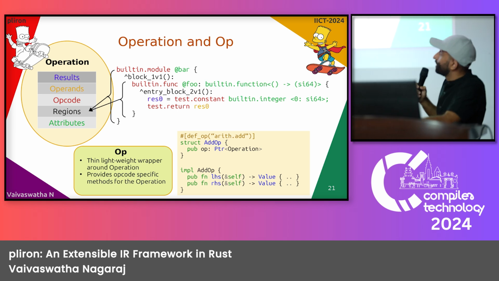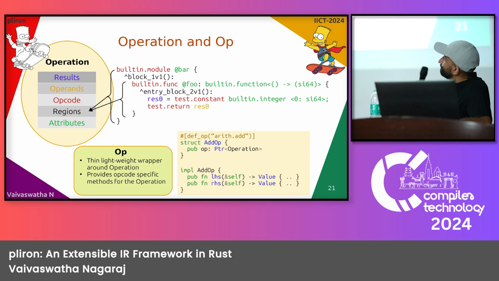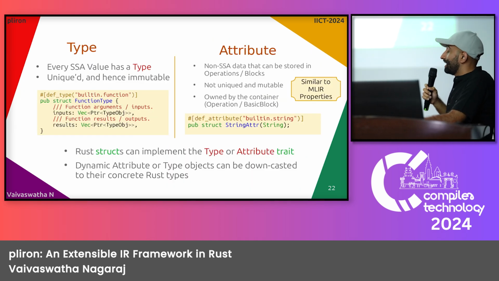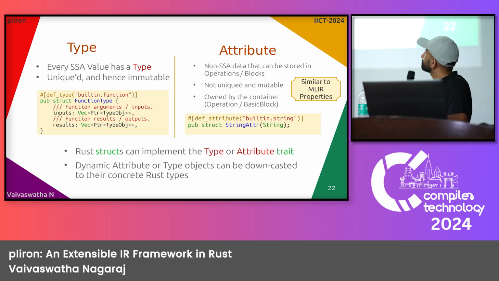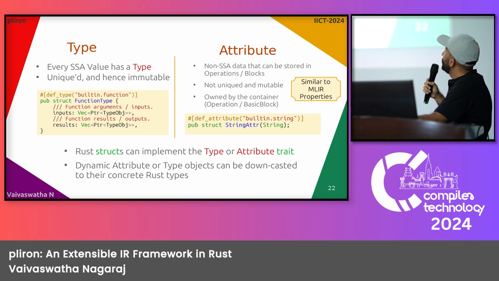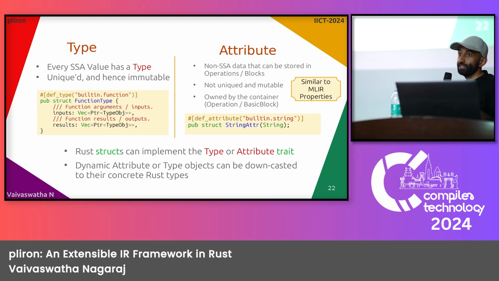This is what an operation in pliron looks like. It's very similar to that in MLIR. And then we also have ops, again similar to MLIR, that are just a thin wrapper around operations for opcode specific methods. Every SSA value has a type, and types are unique and immutable, just like in MLIR. Attributes are a little different from what it is in MLIR. We don't unique them, and hence they are mutable. This means that they are more similar to the more recently introduced properties in MLIR.